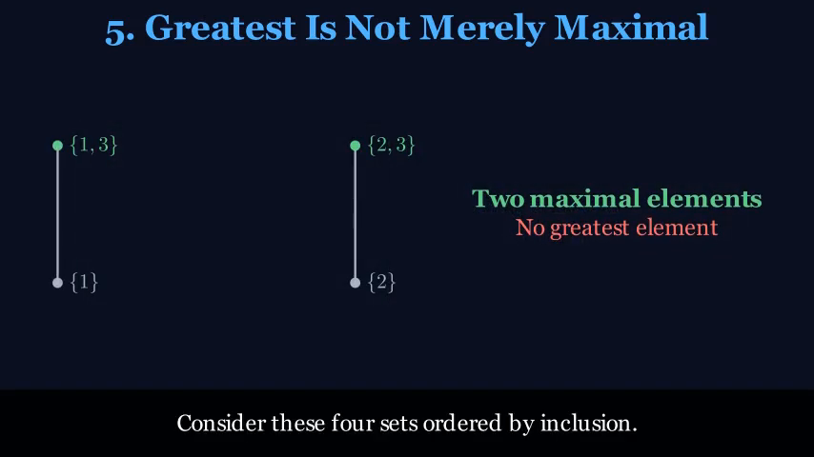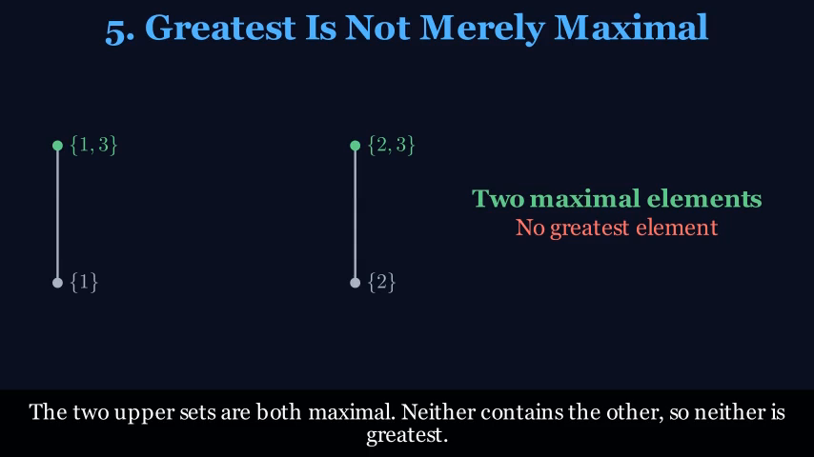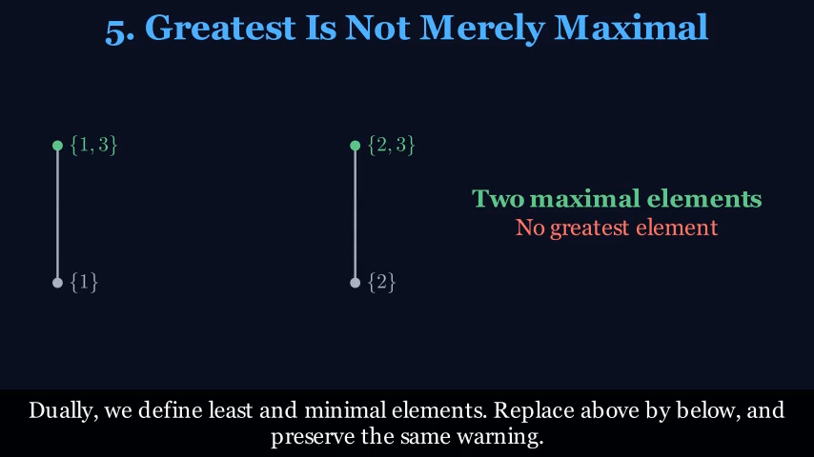Consider these four sets ordered by inclusion. The two upper sets are both maximal. Neither contains the other, so neither is greatest. Dually, we define least and minimal elements. Replace above by below, and preserve the same warning.